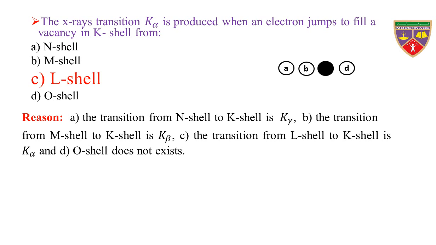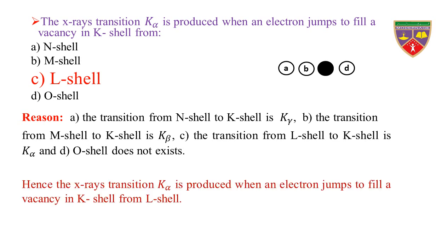Reason: A. The transition from N shell to K shell is K gamma. B. The transition from M shell to K shell is K beta. C. The transition from L shell to K shell is K alpha. And D. O shell does not exist. Hence, the X-ray transition K alpha is produced when an electron jumps to fill a vacancy in K shell from L shell.